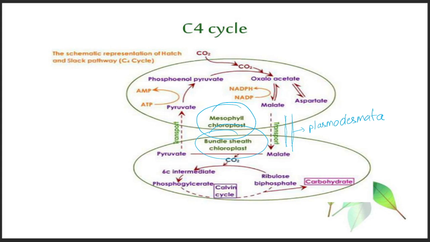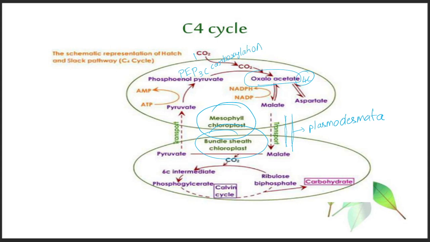Initially, phosphoenol pyruvate, PEP, combines with CO2 to form oxaloacetic acid. This is a 3 carbon compound, and a single carbon is combined to form a 4 carbon compound. This is the carboxylation reaction.